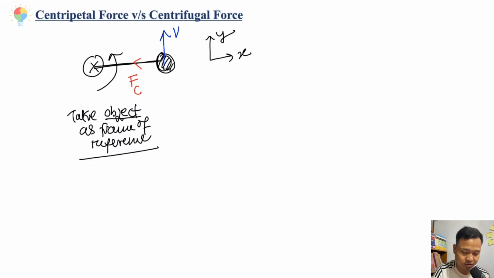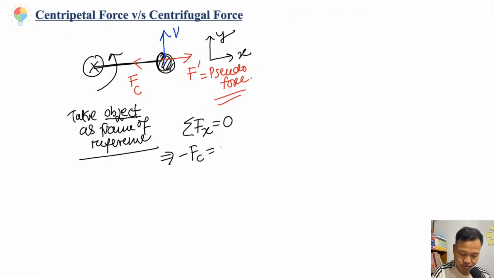So the object will feel a push outwards. Let's say this is F dash, okay? So this force is a pseudo force. In a non-inertial frame you have a pseudo force. So after adding pseudo force, now you can apply Newton's law, okay? Applying Newton's law along the x-axis, the net force is 0.